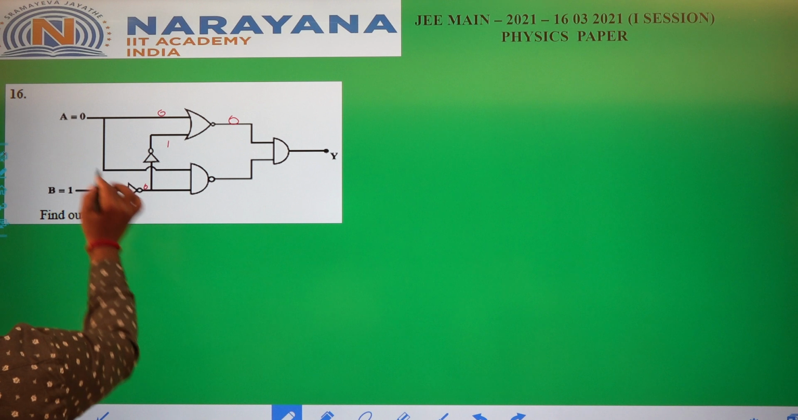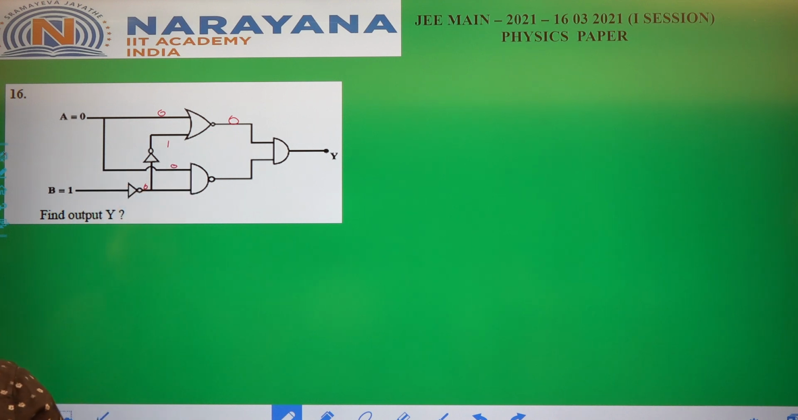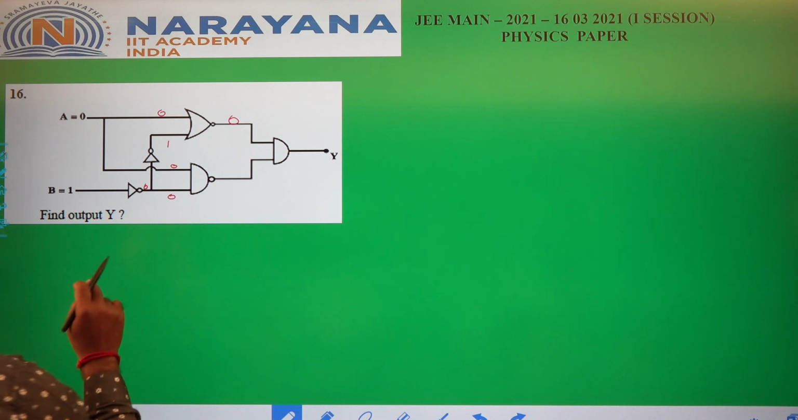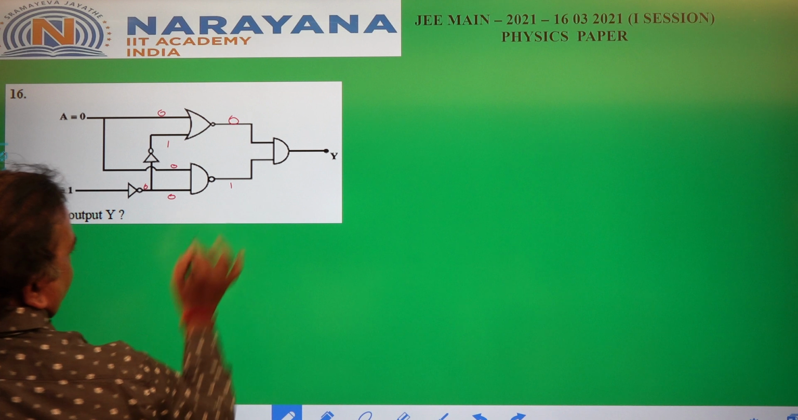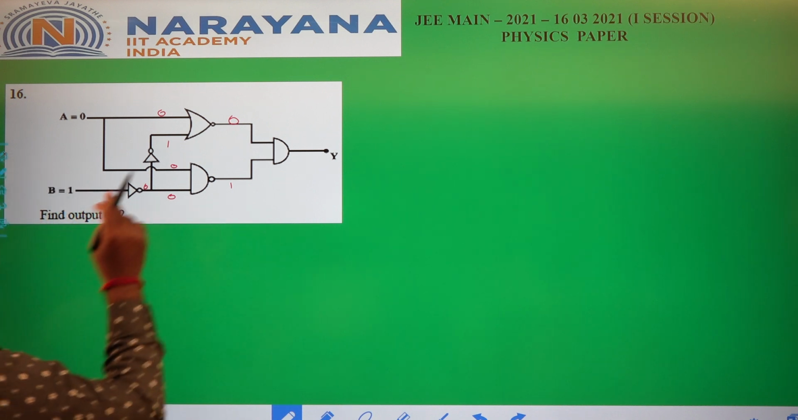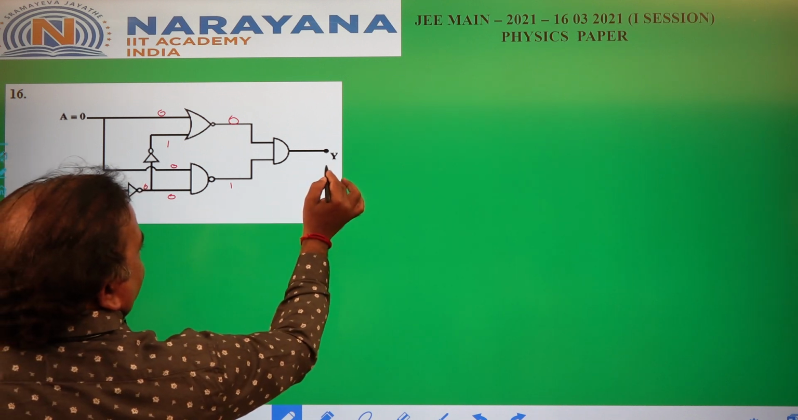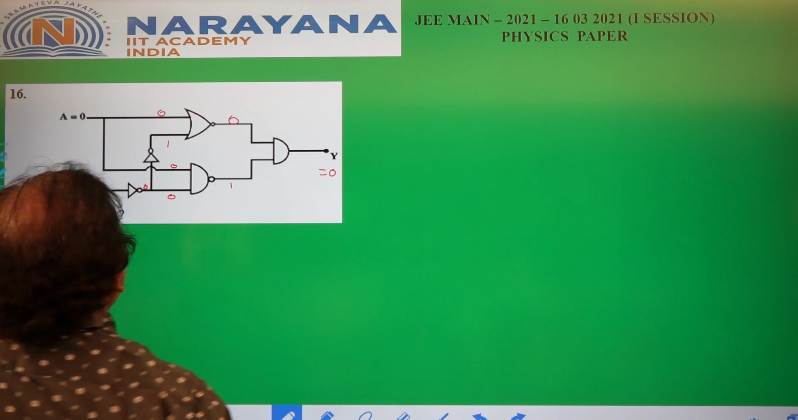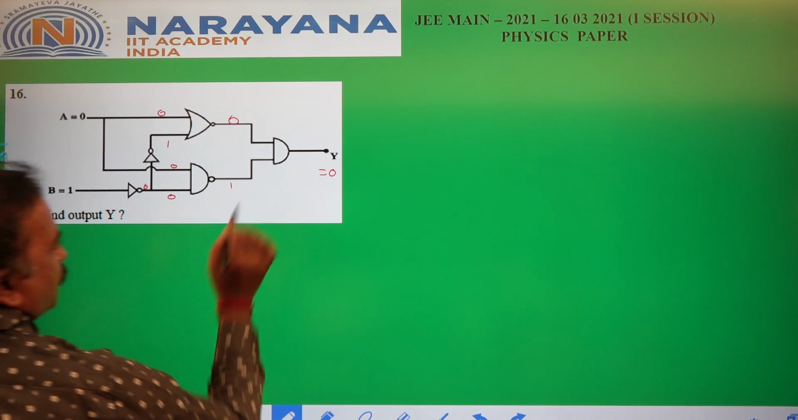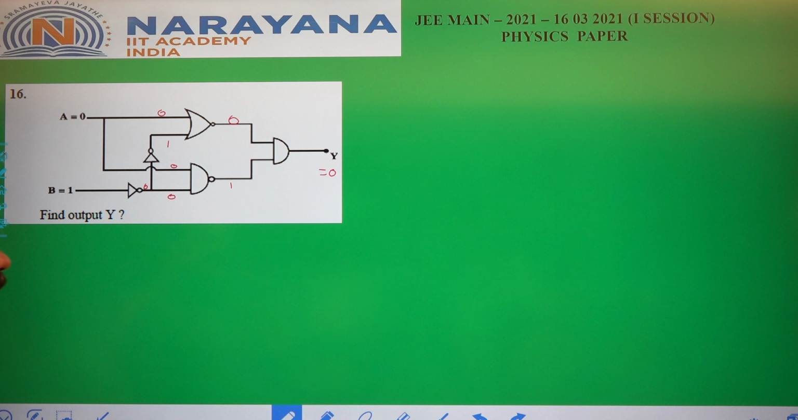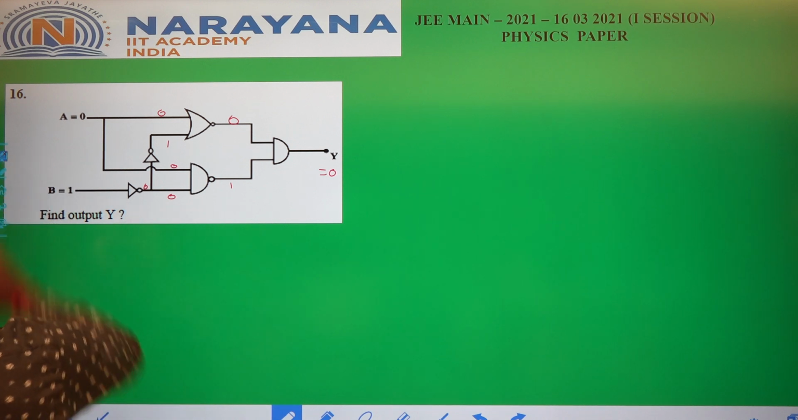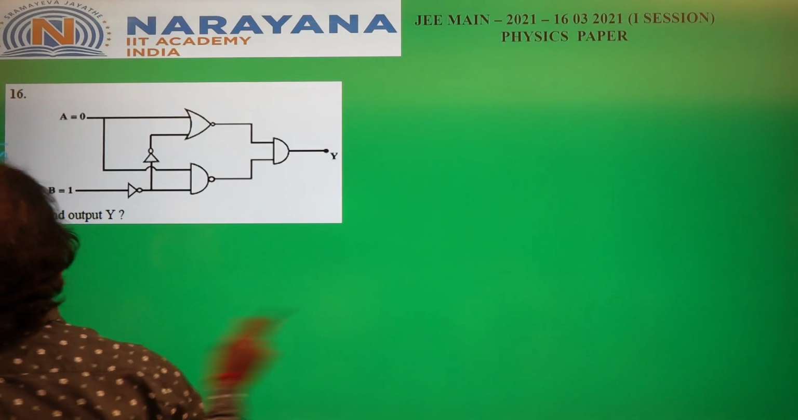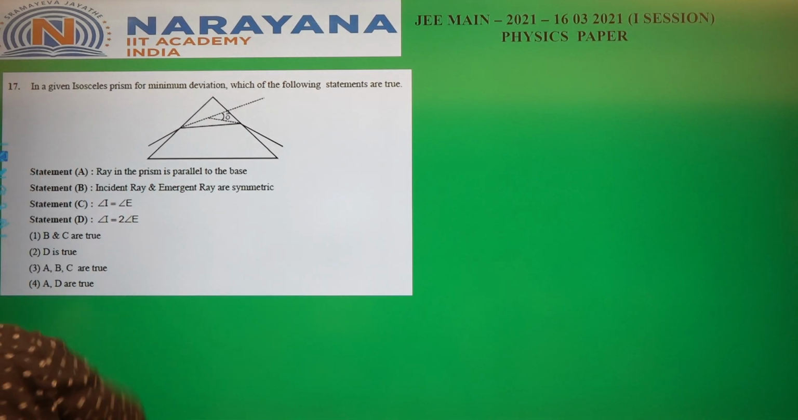What is the input from here? It is 0, and here also it is 0. 0 and 0 is 0, but there is a NOT gate, so it will be 1. 0 and 1, what will be the output you will get? 0. So your output Y is equal to 0. Purely logic gates, a combination of gates. Very simple question. We'll go to question number 17.